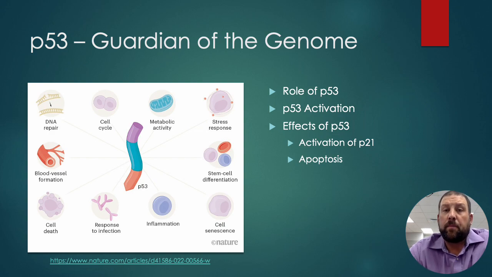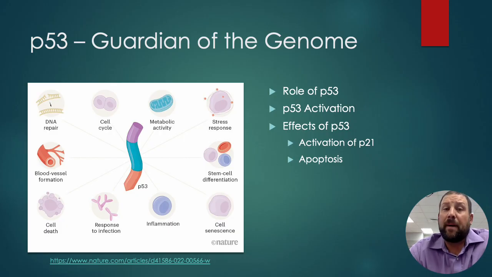The p21 protein is a CDK inhibitor, also known as a CKI, that binds to cyclin CDK complexes and blocks their activity. By doing this, p21 prevents the cell from moving past the G1S checkpoint. This pause gives the DNA repair machinery time to correct errors before replication begins.